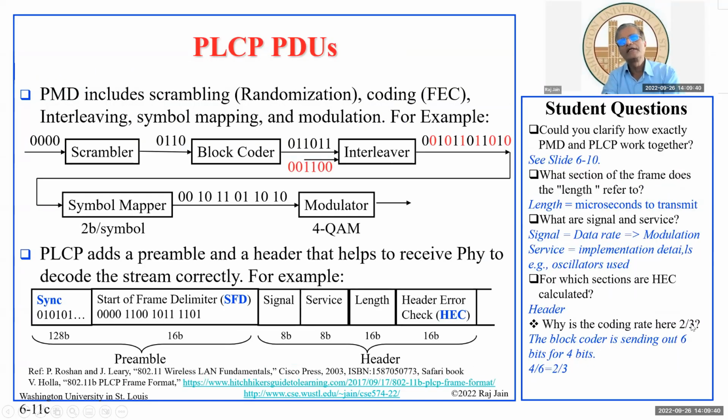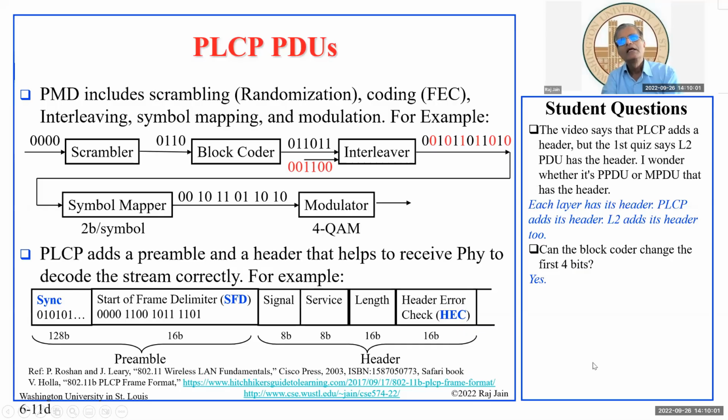Next question. Why is the coding rate here 2/3? The coding is right here, the block coder. It takes 4 bits and makes 6 bits out of them. So your coding rate is 4 by 6, and 4 by 6 is 2/3. You take 4 bits and add 2 more bits, that's 2/3.